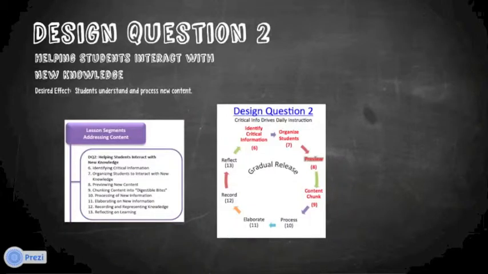The first exposure to new knowledge sets the tone for how well a student will understand the information. To fully address design question 2, helping students interact with new knowledge, the teacher must first know that this is truly new information for the students. Then use those elements in design question 2 to intentionally plan for students to interact with the information or processes that they may be hearing for the first time.